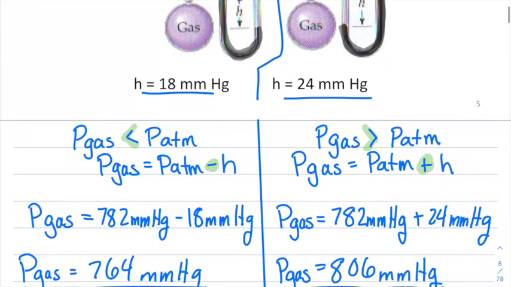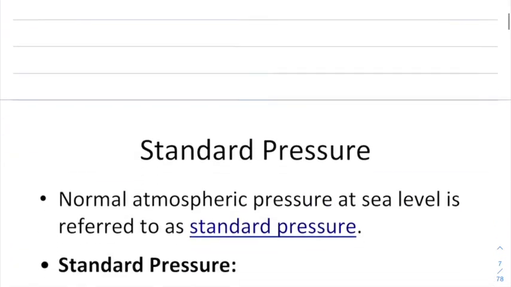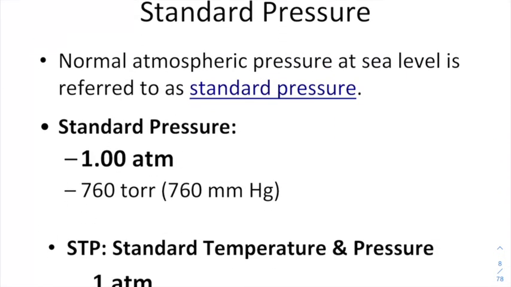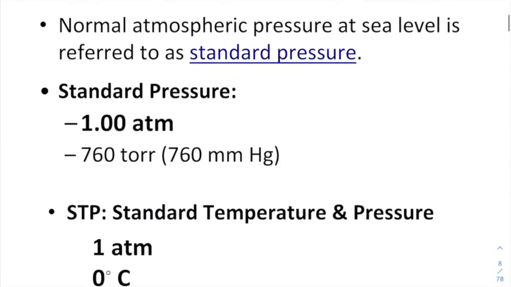All right, so next up, we're going to talk about standard pressure. Standard pressure is normal atmospheric pressure, and we refer to it as 1 atm. We could also call it 760 torr or 760 millimeters of mercury. So that is our standard pressure.